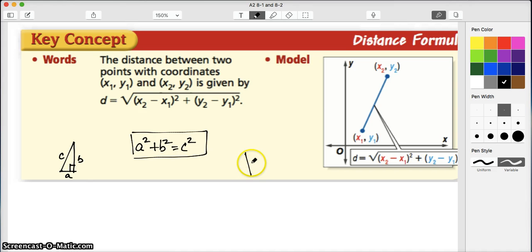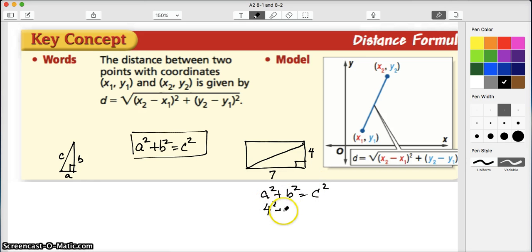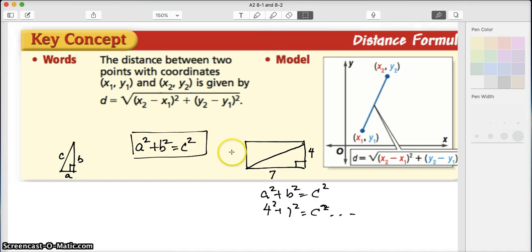So if you have a square or a rectangle, let's do a rectangle, and you know the length of this side and maybe the length of this side, you can find the length of the diagonal by using the Pythagorean theorem. A squared plus b squared equals c squared. In that case, I'd put 4, I'd put 7, and then I'd calculate c squared, okay? All right, so that is just a quick reminder of what that is.